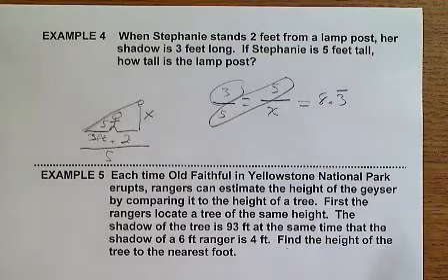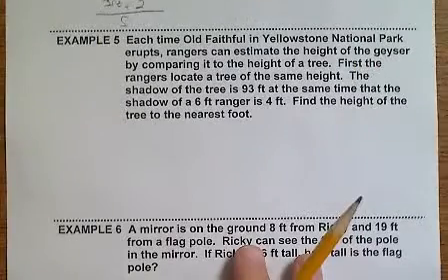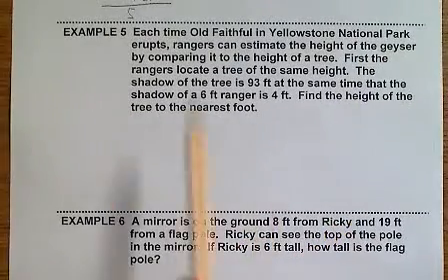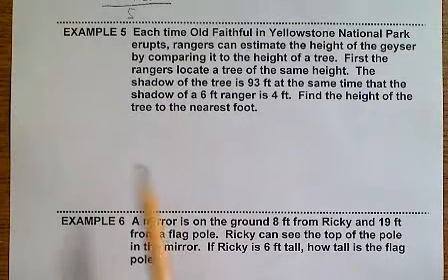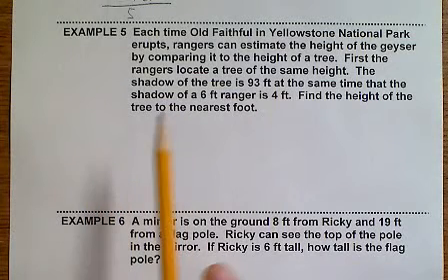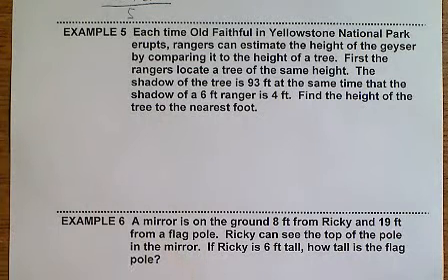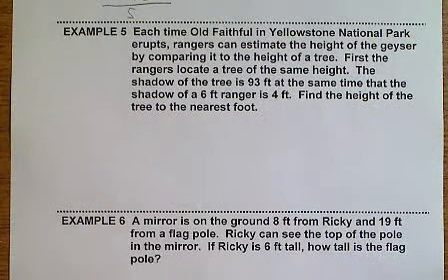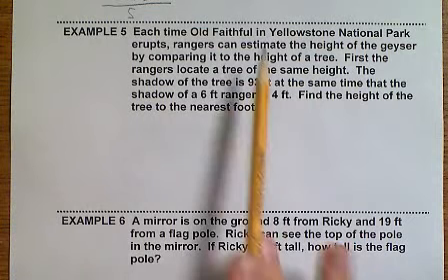Well, let's go ahead and take a look at example number 5. Every time Old Faithful in Yellowstone National Park erupts, the rangers can estimate the height of the geyser by comparing it to the height of a tree. Okay, so they want to know how tall was that geyser. Maybe just for fun. Maybe they're making bets. Could be that they're actually recording data because they want to monitor the supervolcano that's in Yellowstone National Park. So they're monitoring Old Faithful.